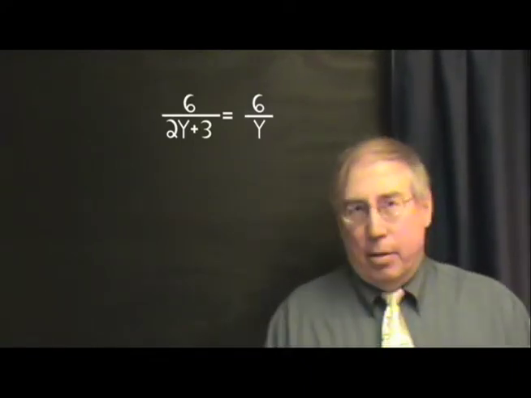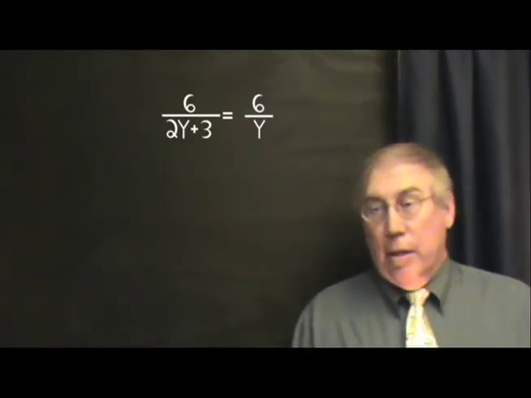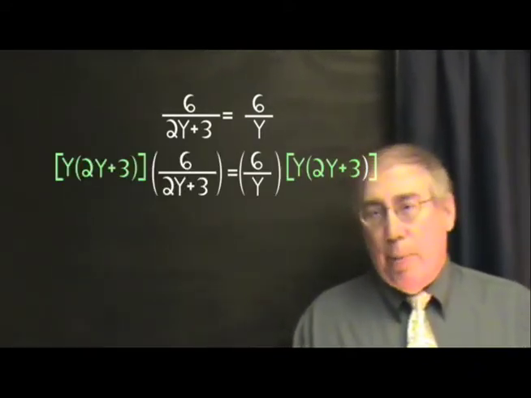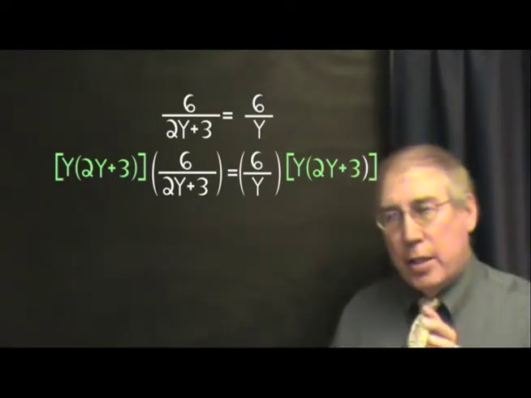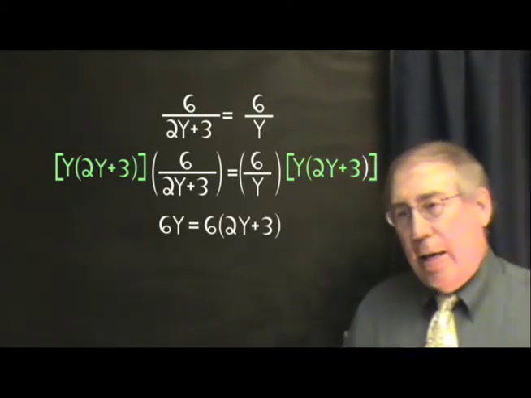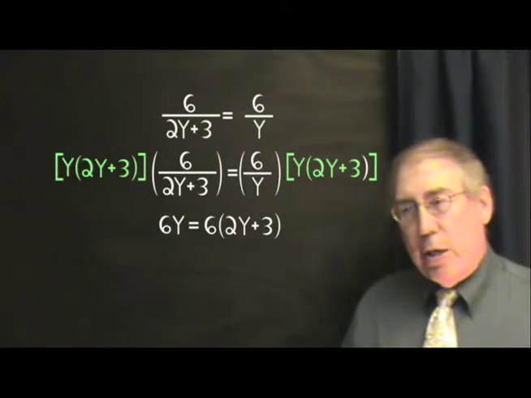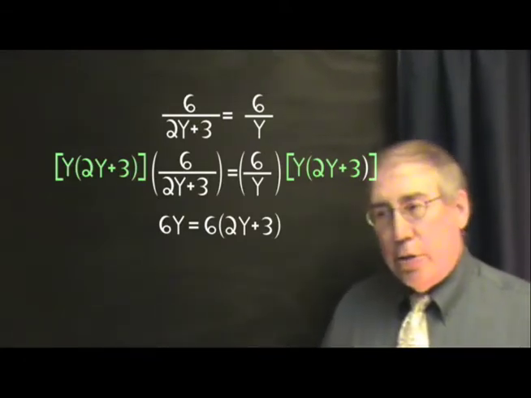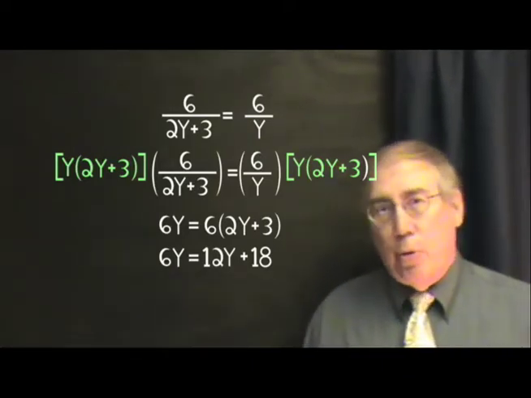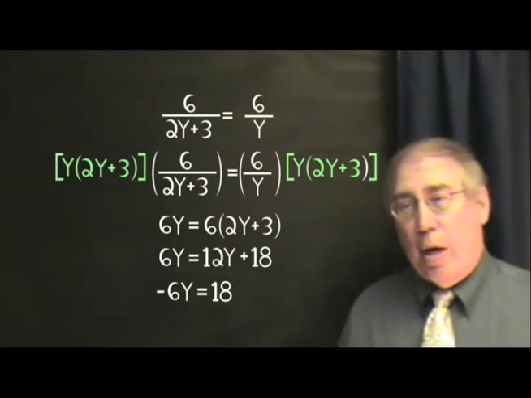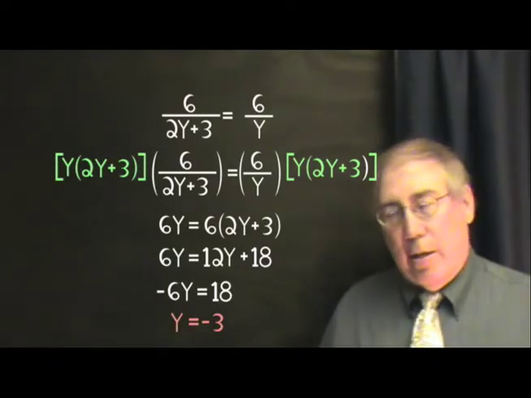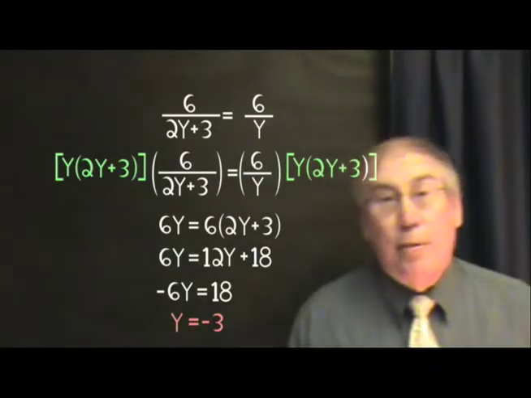Next problem here. Again, let's apply multiplying through by the least common multiple. So that is y times the quantity 2y plus 3. Do that to both sides. On the left hand side, the 2y plus 3's drop out, and you get 6y. On the right hand side, the y's cancel out, so you get 6 times the quantity 2y plus 3. Apply the distributive property. Now let's subtract 6y from both sides, and we'll get negative 6y equals 18, and divide negative 6 into the 18, and we'll get y equals negative 3.